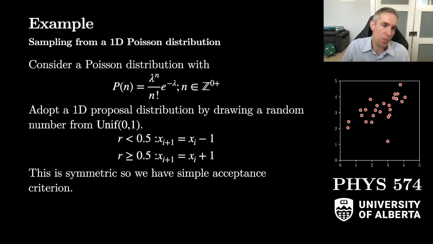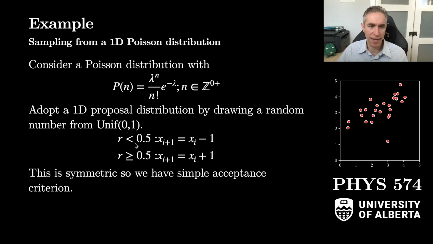A Poisson distribution follows this functional form, where the probability of getting n events is some event rate lambda to the n power, e to the minus lambda, over n factorial, where n is a non-negative integer. So this is technically a probability mass function, since you can't have anything between the integers. What we're going to do for our proposal distribution is draw a random number r from the uniform distribution.